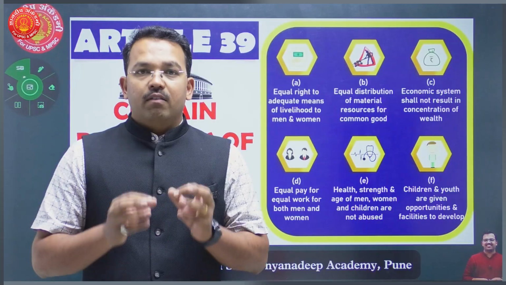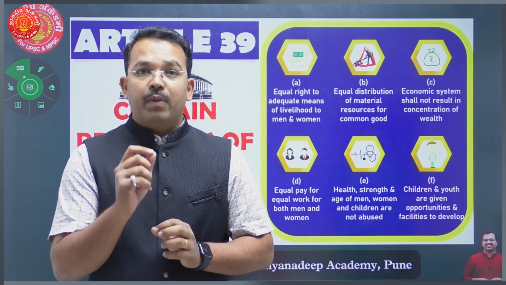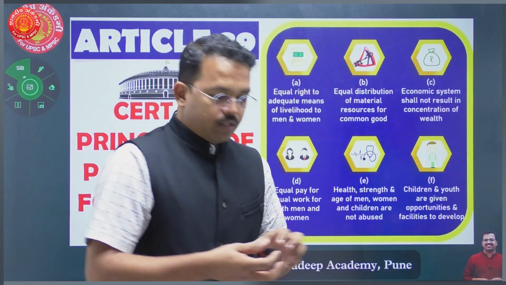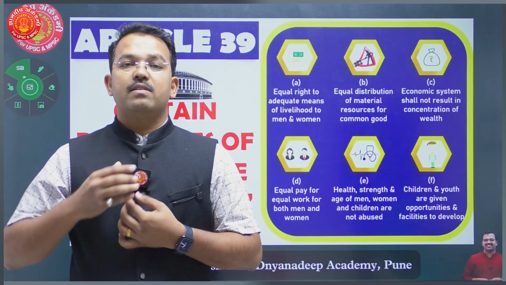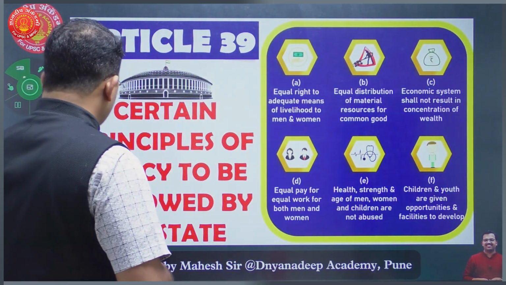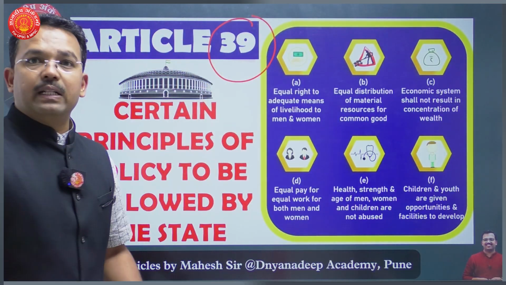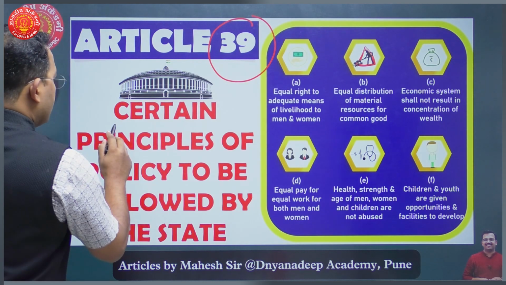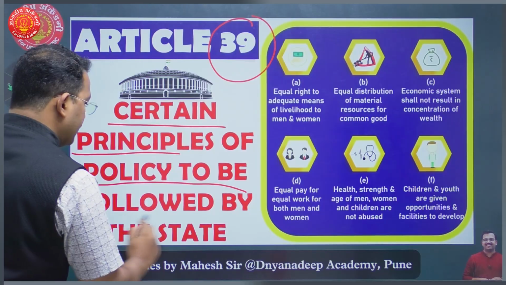In this series, we are going to discuss all important articles of the Indian Constitution one by one. So, the first or the most important article in DPSP, that is Directive Principles of State Policy, is Article 39. Today we are going to discuss Article 39 of the Indian Constitution. So what is Article 39? In simple language, certain principles of policy to be followed by the state.